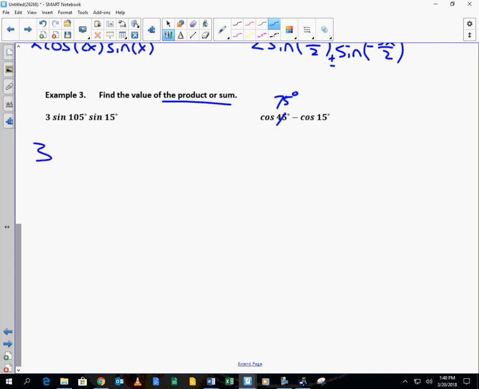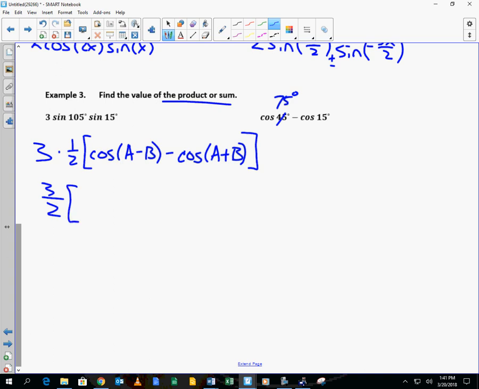So this is equal to 3 times, how do I convert this to a sum? 3 times a half times something, I bet. What is it? Sine of, it's cosine. 1/2 times a cosine of a minus b. There we go. So we've got a formula here. And so I've got 3/2 times the cosine of, what will a minus b result? 90. Minus the cosine of, what is a plus b? 120.